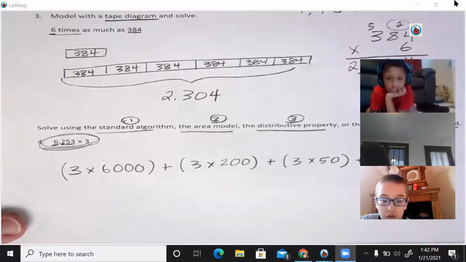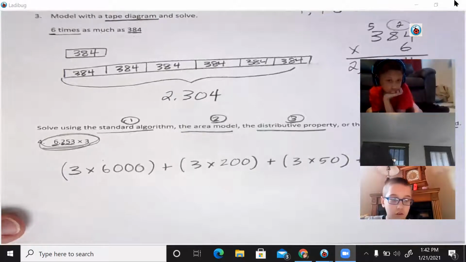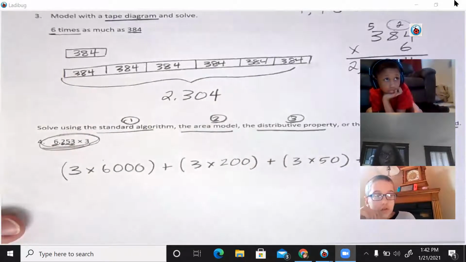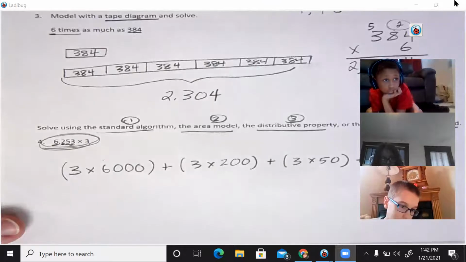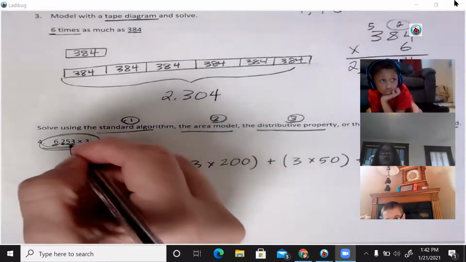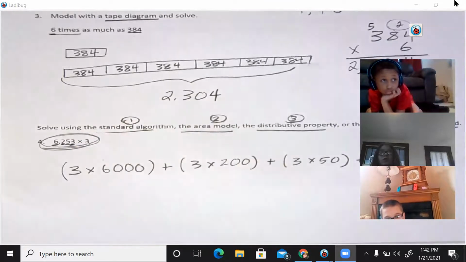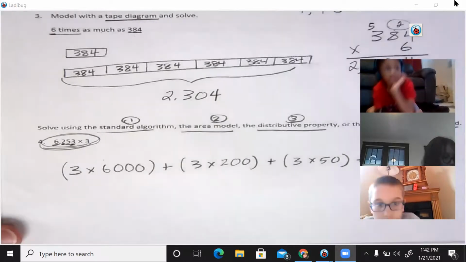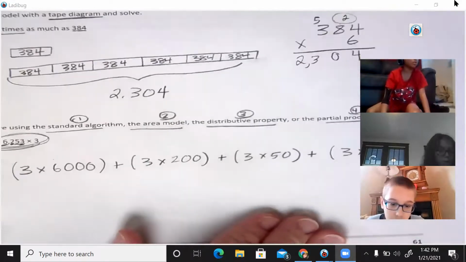You don't have volume, use your hands. What's the value of this 3? Hold your hands back so I can see. Not 10. What? This is in the ones place. There's 3 of them. So what's the value of 3 ones? There you go. So our last equation is 3 times 3.